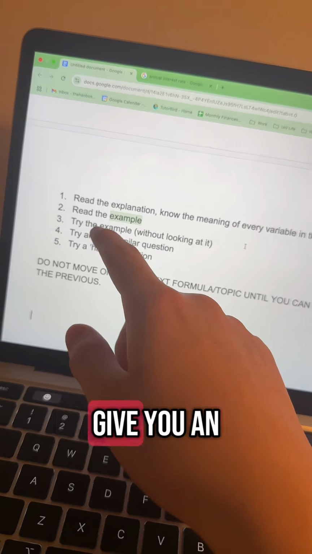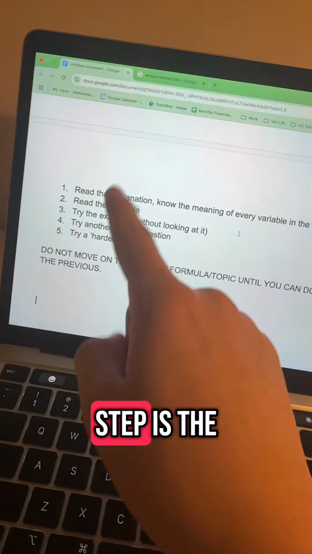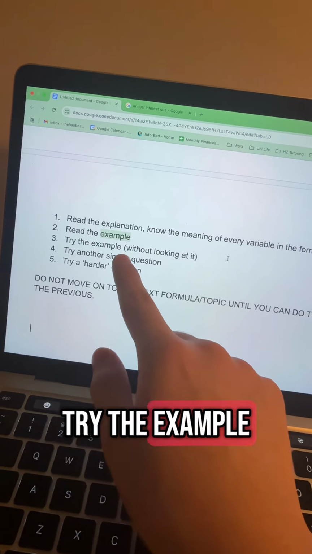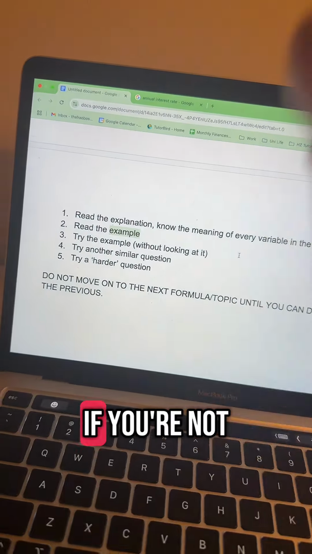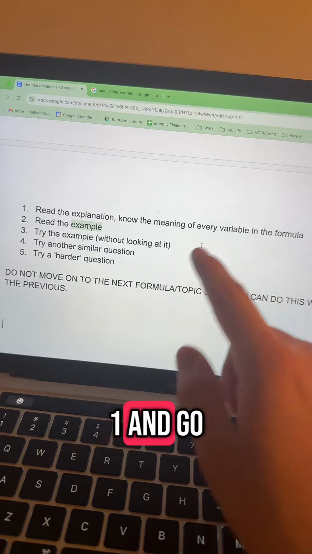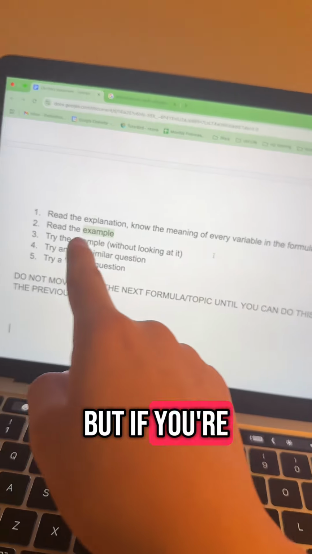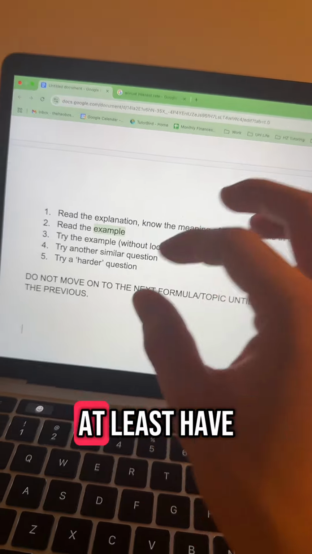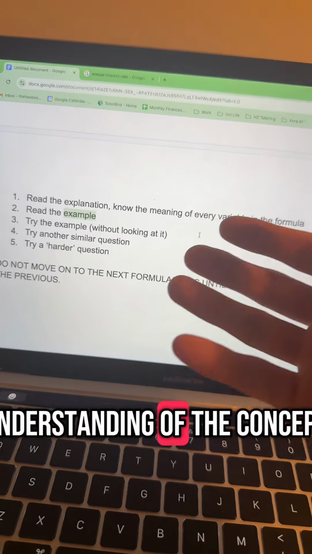Then a lot of questions will give you an example. Read the example, but the next step is the most critical one. Try the example without looking at it. If you're not even able to do the example, that means you don't understand part 1, and you should go back to part 1. But if you're able to do the example without looking at it, that means you at least have a very basic understanding of the concept.